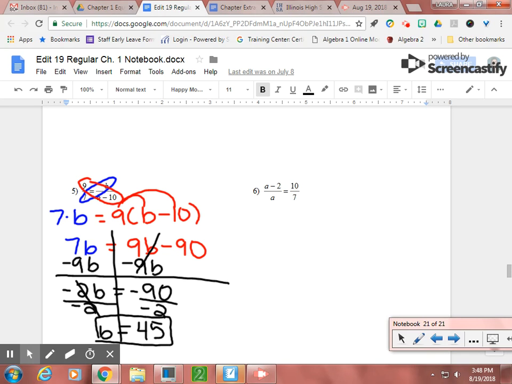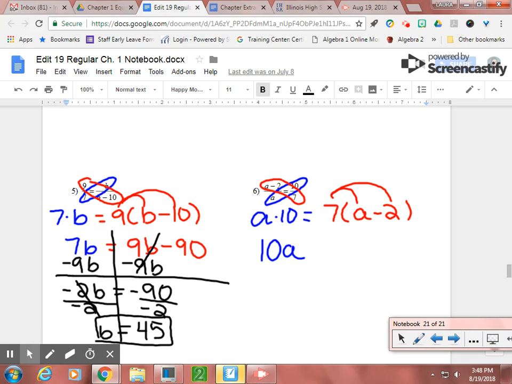All right, to our last one here. Cross multiplying this way, we get a times 10. Cross multiplying this direction, we get 7 and a minus 2. So distributing here, the blue side is going to be 10a, and the red side is going to be 7a minus 14.